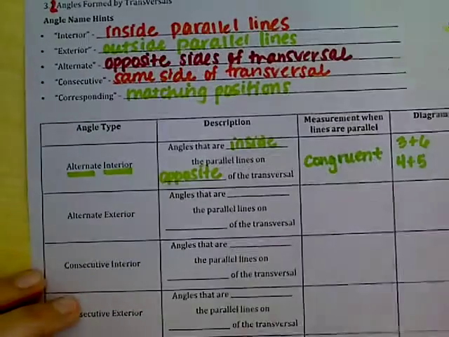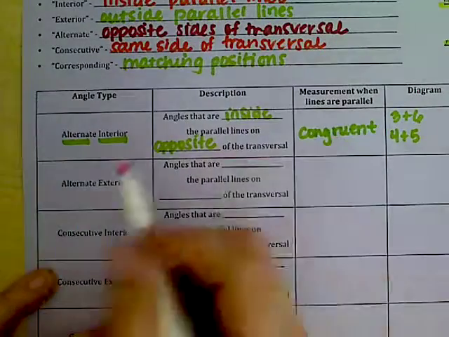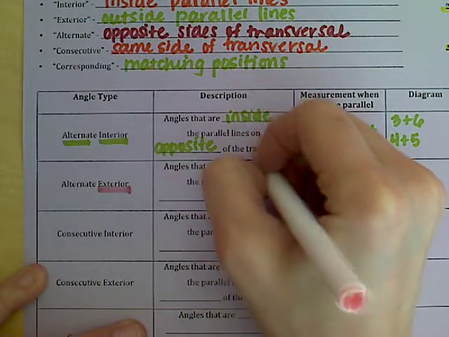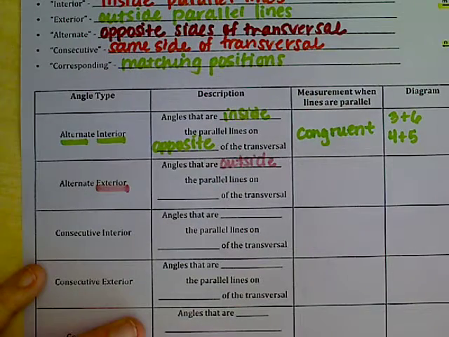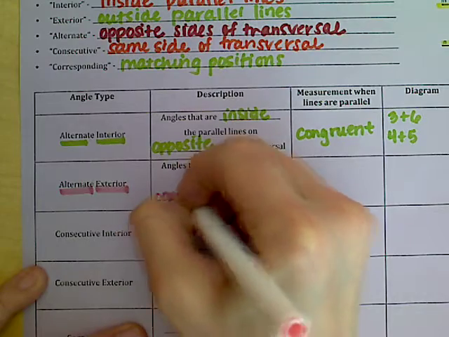The next ones are very similar, but one little word has changed. Alternate exterior. Angles that are exterior are outside the parallel lines on opposite sides of the transversal.